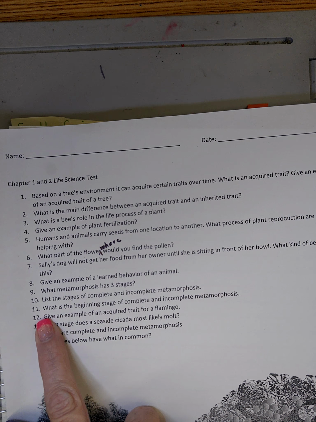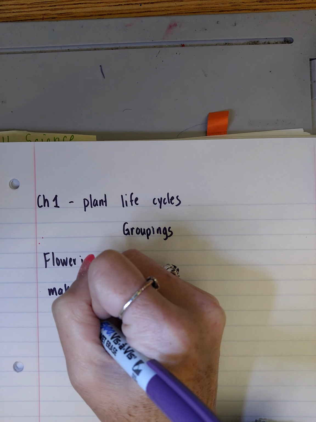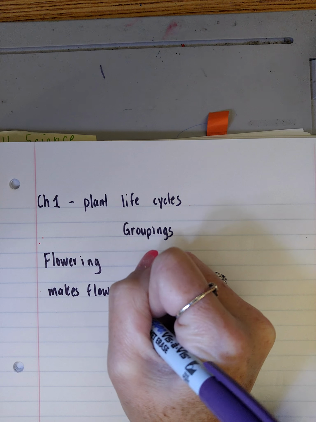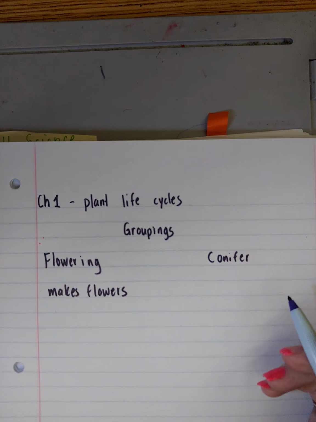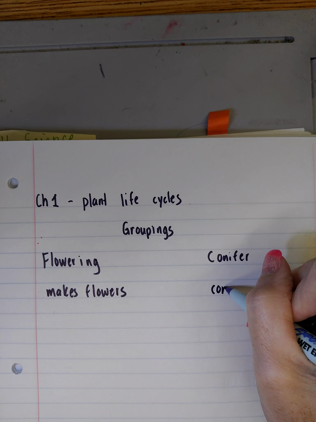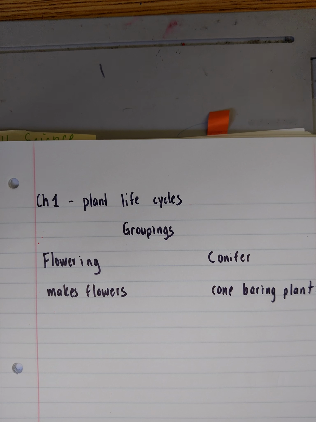It deals with plant life cycles, so we're going to talk about the 2 groupings of plants. So plants fall into either one of 2 types of plants. It is either a flowering plant, which does just what we say, it makes flowers, or it falls into a conifer. Conifers, which are cone-bearing plants. So there are 2 types of groupings, and these are the groupings that we have.